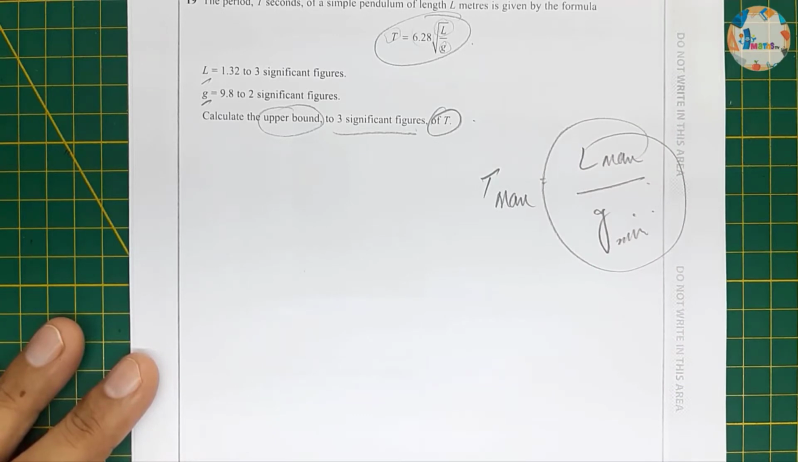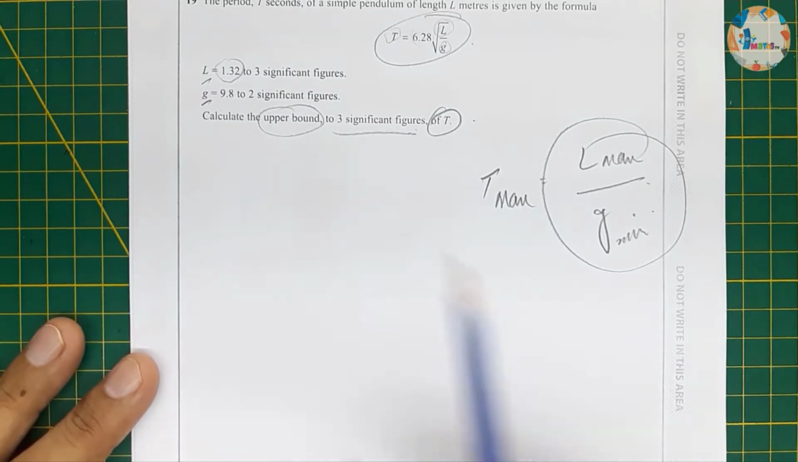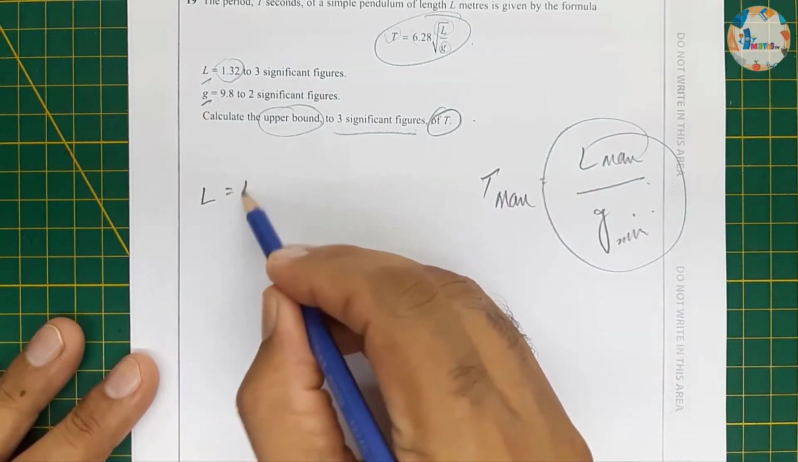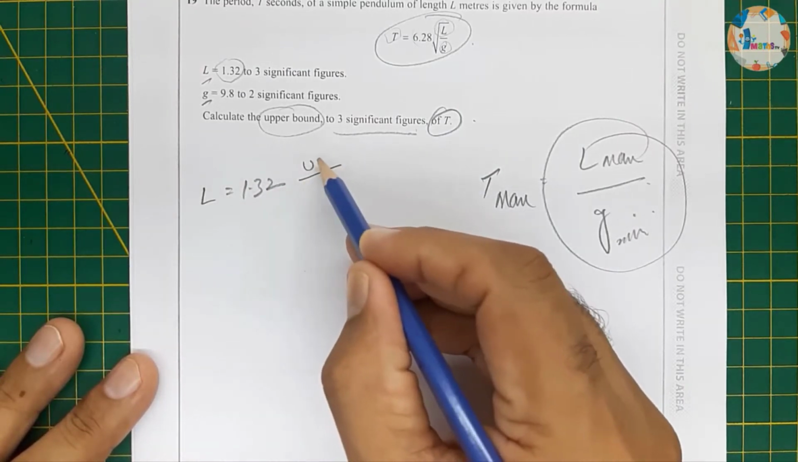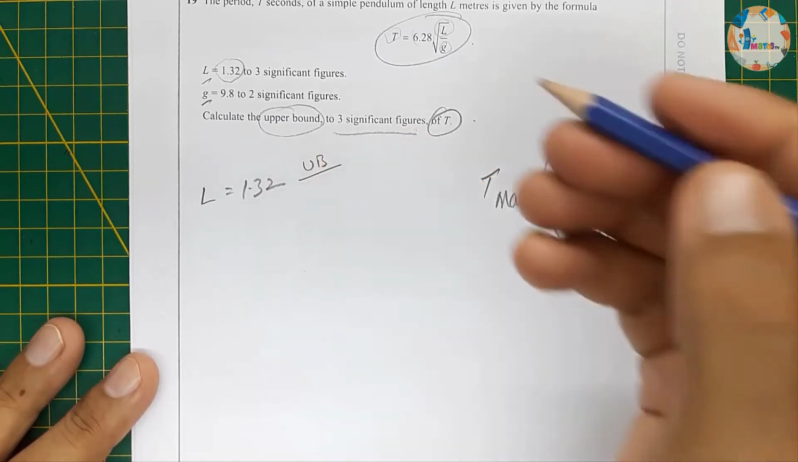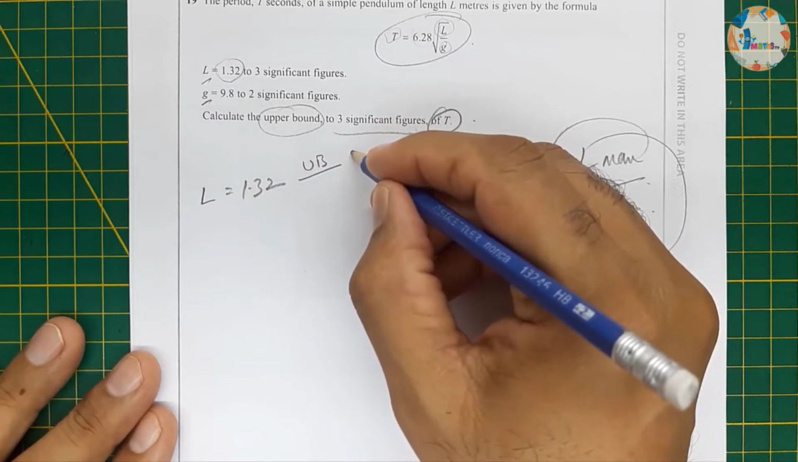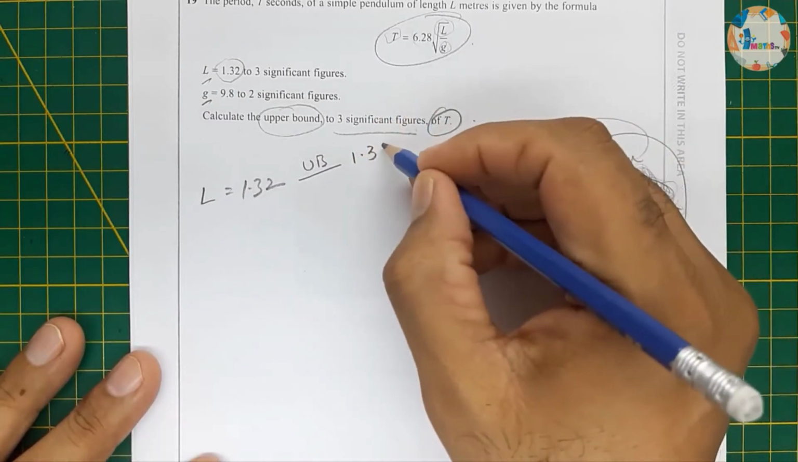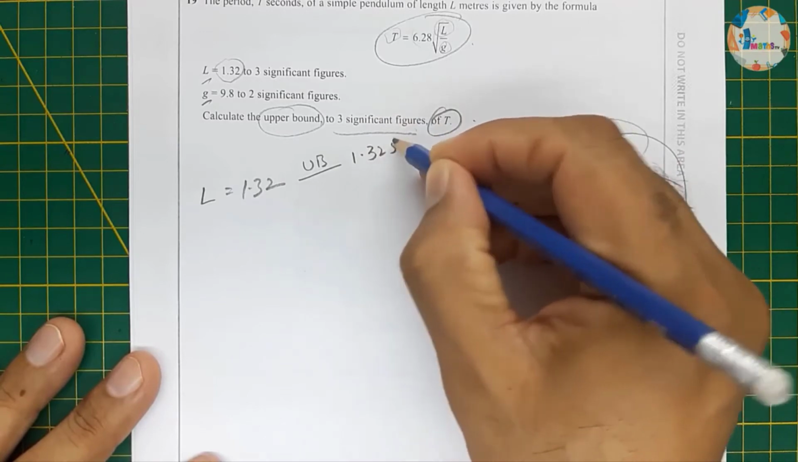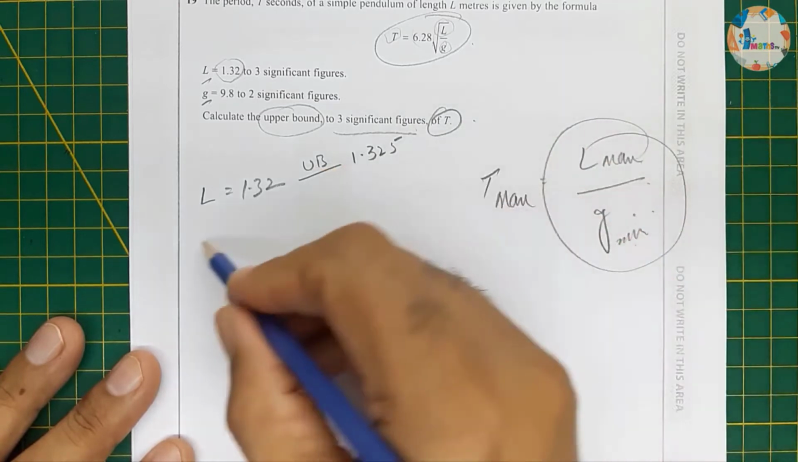So L is this one. We'll check the upper bound of L. For example, over here L is equal to 1.32. So the upper bound, to 3 significant figures, will be 1.325, and we don't need the lower bound, so I'm not writing it.